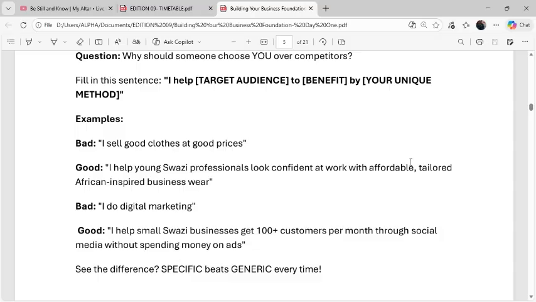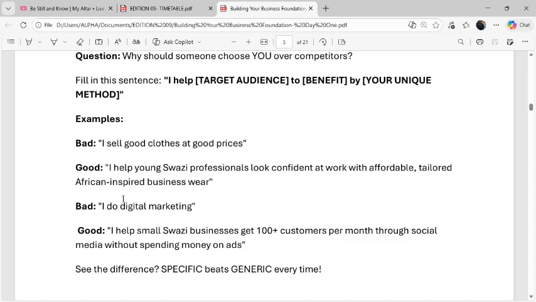Then, tailored. It means we are going to produce everything specifically for you, almost like a custom-made item. And do you know that custom-made items are more expensive, right? But if we tell you that we are still going to give you a custom-made product, but at an affordable rate, definitely we are winning the customer.